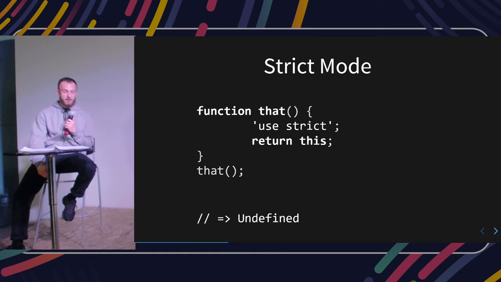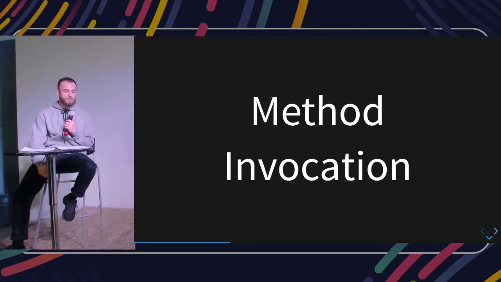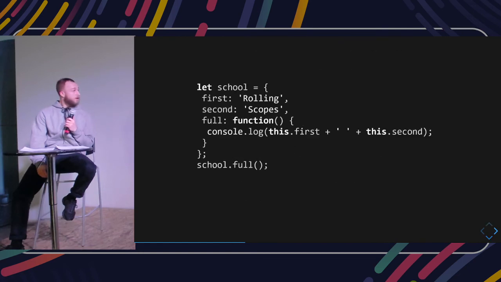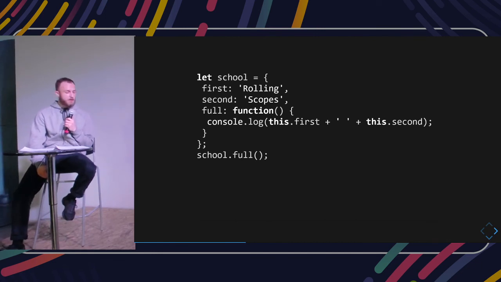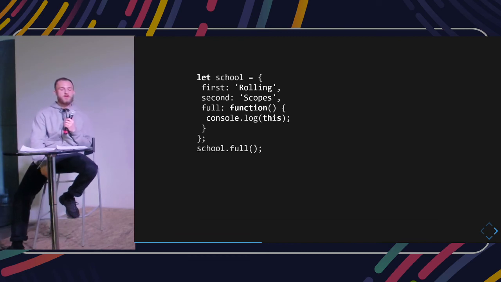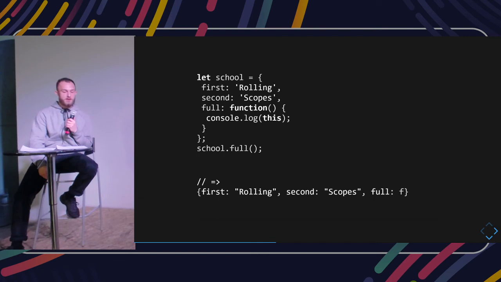The other way a function can be invoked is method invocation. When this is used inside of a declared object, the value of this is set to the closest parent object the method is called on. Take a look at the code. I declare the object school and use this inside the method as a method full. To better illustrate that this is a reference to the school object, we can console.log this to see what it returns. The console returns the school object because this has taken the value of school.